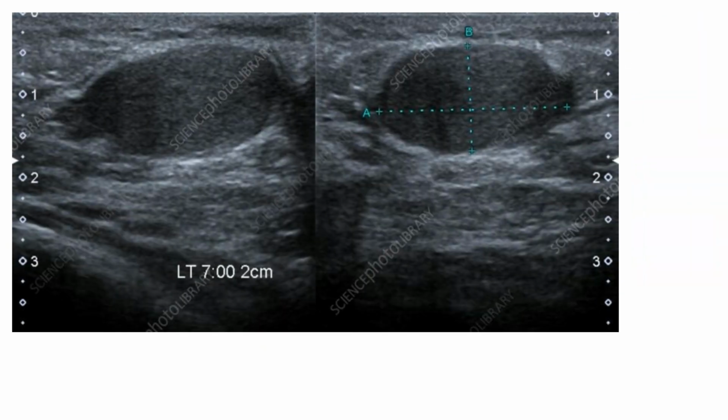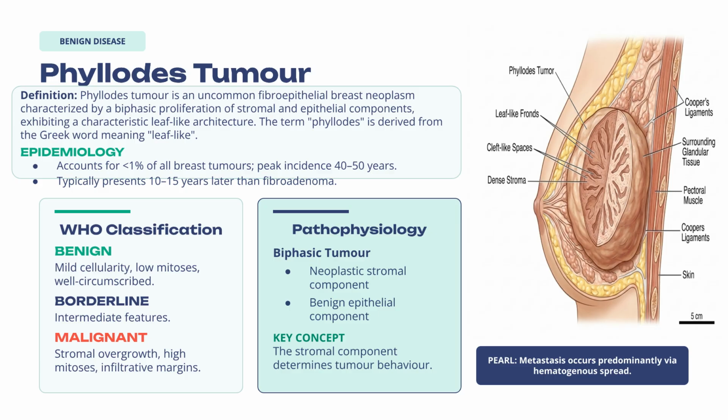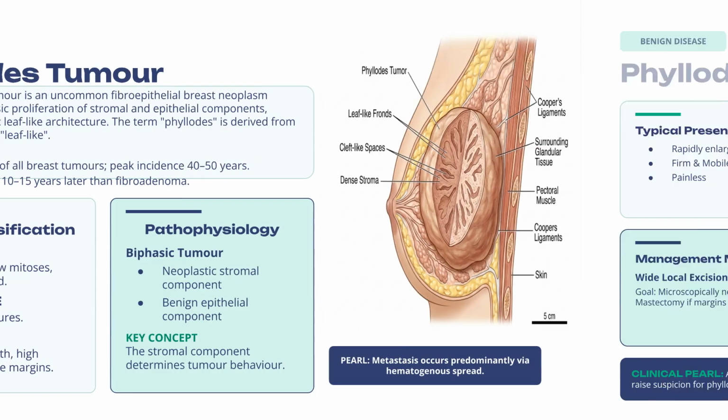This imaging slide highlights the ultrasound appearance of a fibroadenoma, showing an oval, circumscribed lesion that is wider than it is tall, confirming its benign characteristics. Phyllodes tumors are rare, biphasic fibroepithelial lesions. Unlike fibroadenomas, they exhibit a characteristic leaf-like architecture. Peak incidence is between 40 and 50 years of age.